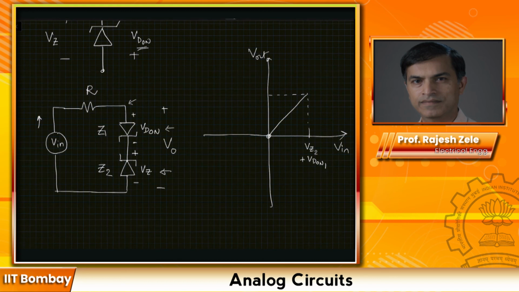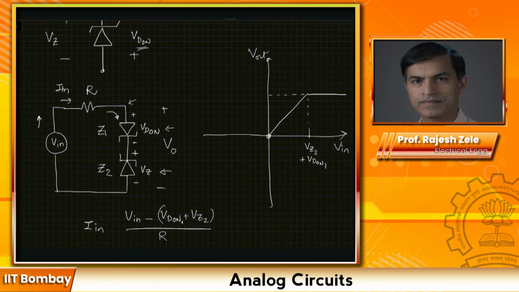Beyond that, Z2 is also in reverse bias and Vd on of course is turned on. So the output voltage will stay flat and the current will keep increasing, and the value of the current in this circuit will be equal to Vin minus Vd on 1 plus Vz2, divided by R. That will be the I in flowing.